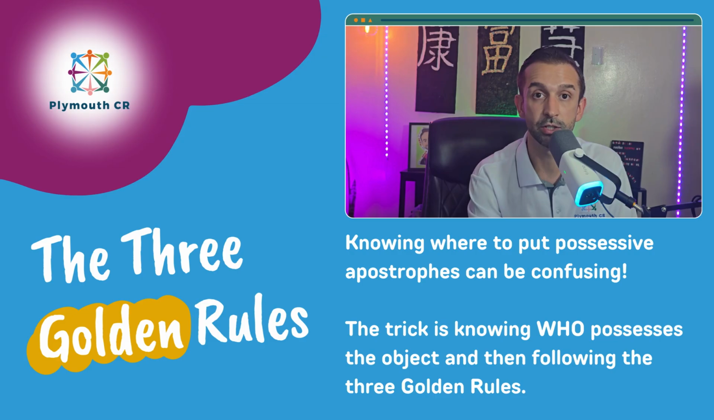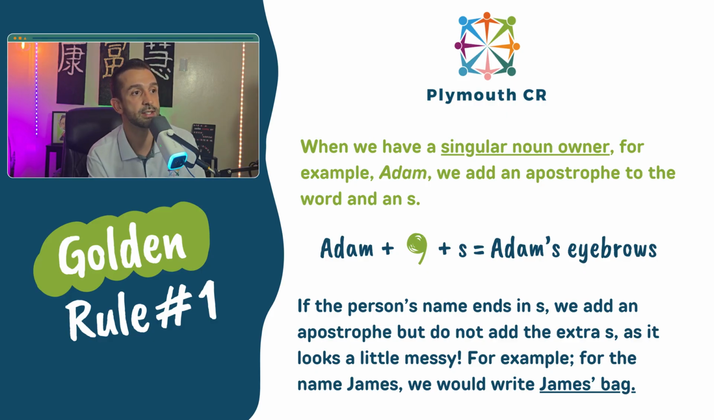Now, I already talked to you about where to put the apostrophe S, but sometimes this can be a little bit confusing, okay? Now, we have 3 golden rules, and I want you to pay attention to them. The trick is knowing who possesses the object and then follow the 3 golden rules, okay? That's all you have to do. Let's get into it. Let's start with golden rule number 1. So it says that when we have a singular noun owner, for example, Adam is a name, we add an apostrophe to the word and an S, okay? So we have it in here, Adam plus the apostrophe plus the S, and then we have Adam's eyebrows, okay?